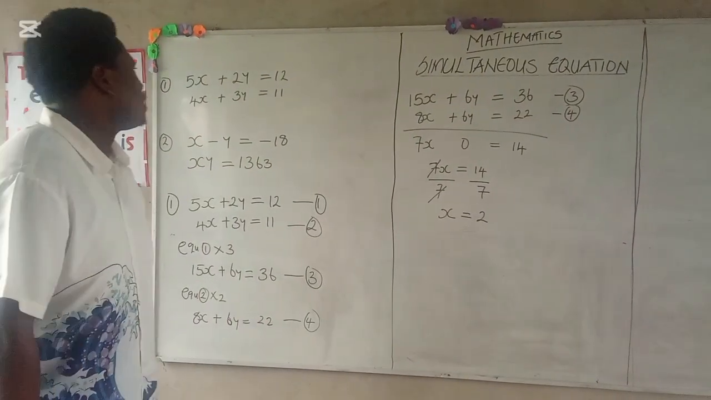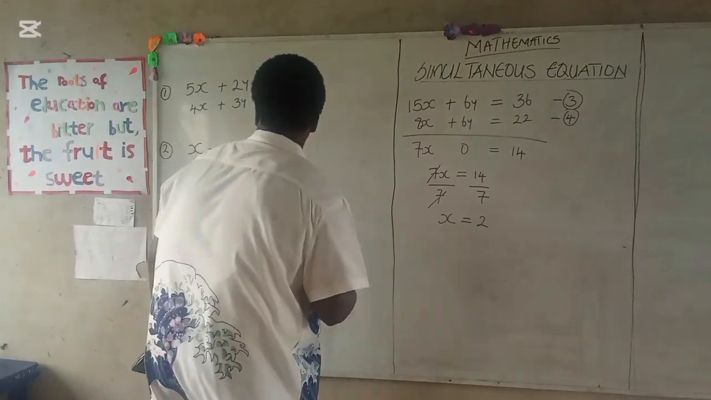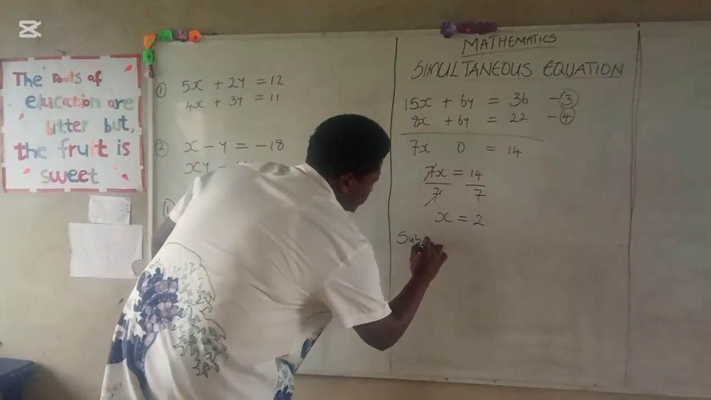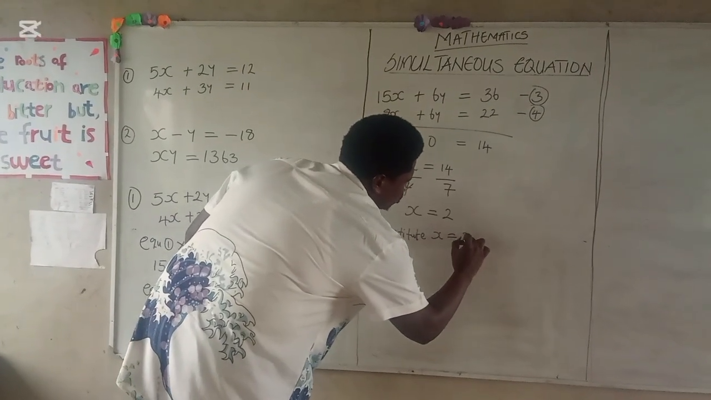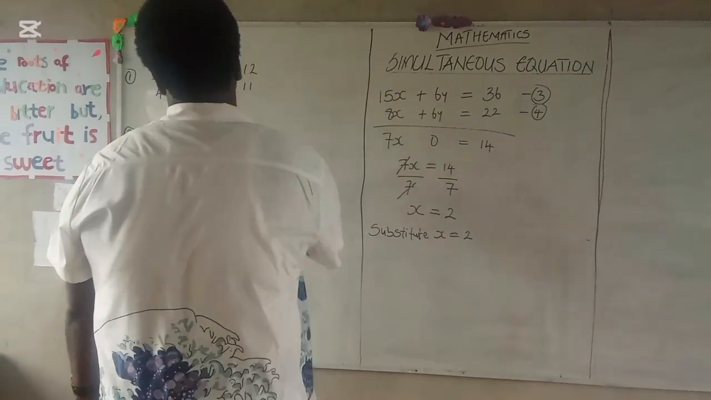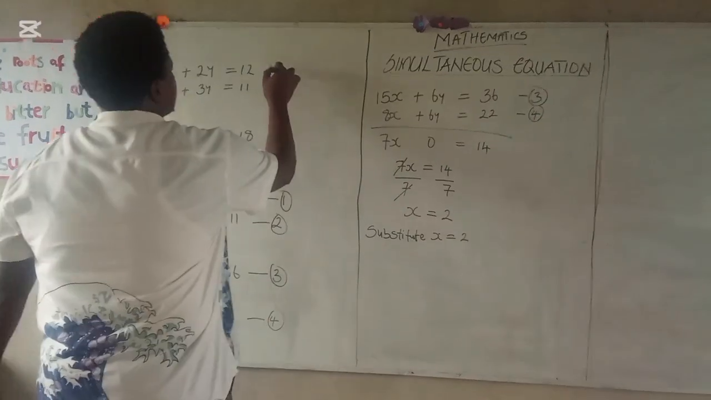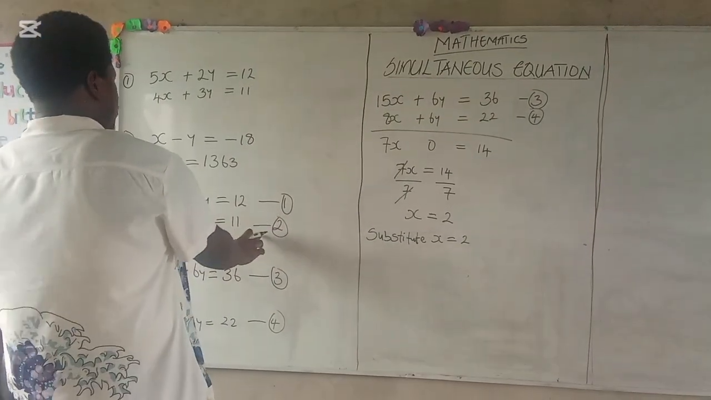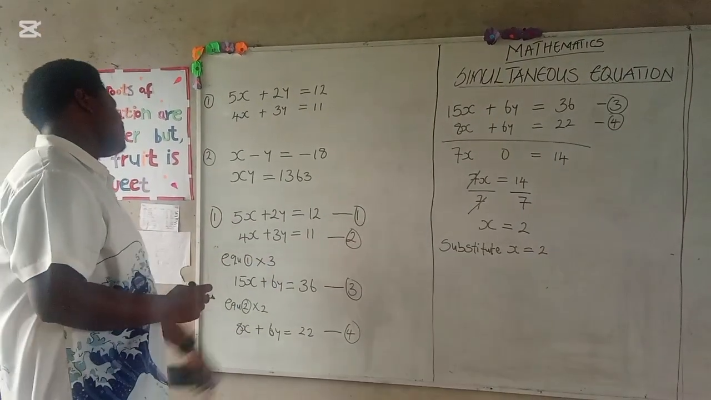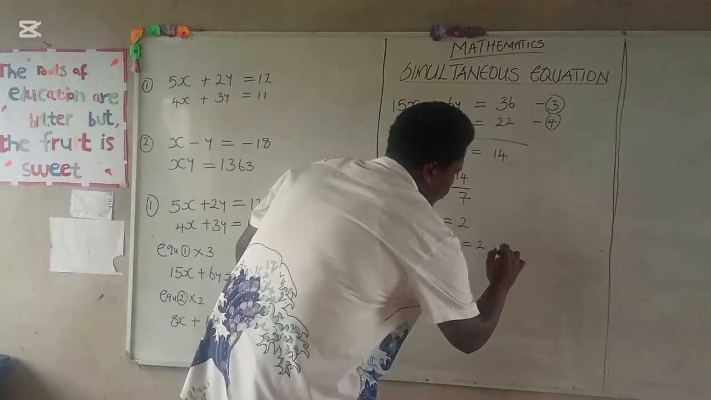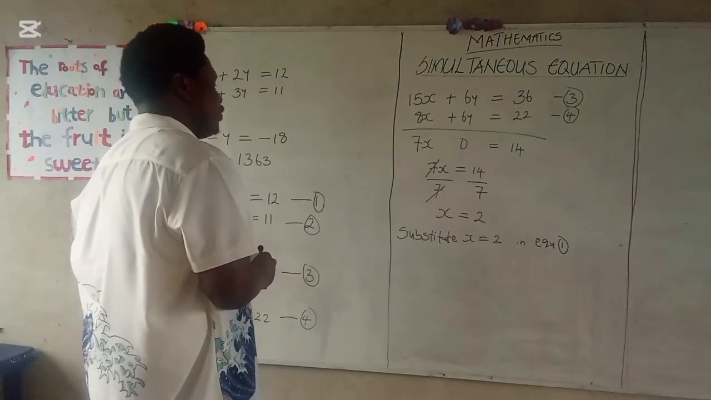So now that we have the value of x is equal to 2, for us to ascertain y, we are going to substitute x into any of our equations. Let's say we substitute x equal to 2 inside any of the equations, because these are equation 1 and equation 2. If you substitute x into any of the equations, you get the same value for y. So let's just pick the first equation, equation 1.